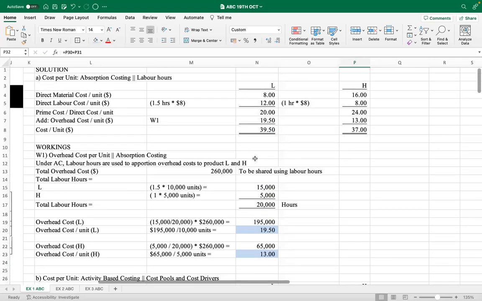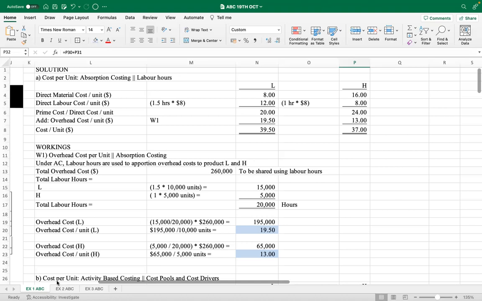In conclusion, activity-based costing and absorption costing are techniques used to calculate cost per unit. Under absorption costing, overheads are apportioned using labor hours or machine hours, the higher of the two, but if you have been told to use labor hours, use labor hours. Under activity-based costing, overheads are apportioned using cost pools and cost drivers.